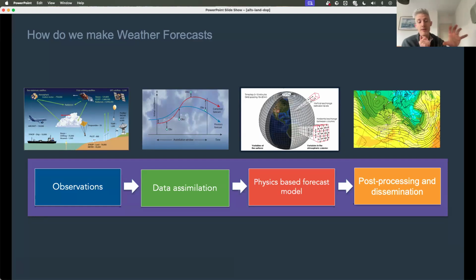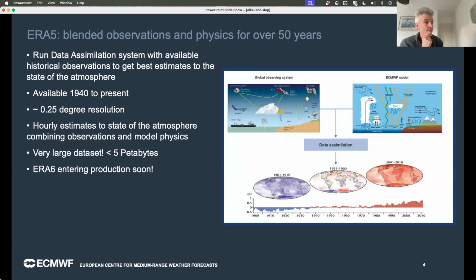So that state of the atmosphere gives us a really good initial condition to launch a physics-based forecasting model from. So it gives us the temperatures, the pressures, the wind variables at that snapshot of time in the atmosphere, which we can then launch our usually Fortran-based physical forecasting model from. We can then produce a 10, 15-day forecast, and then we have this process of post-processing and dissemination to users and people who want to know what the weather's going to be doing. So that's how it's looked for a long time.